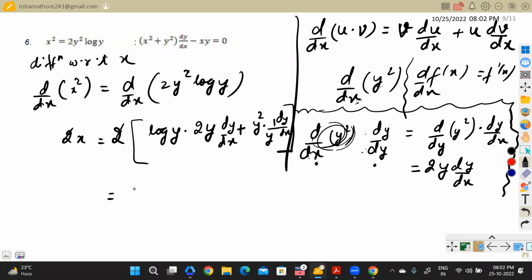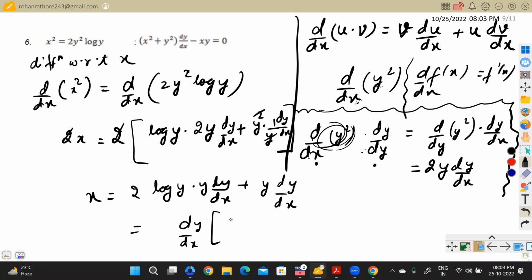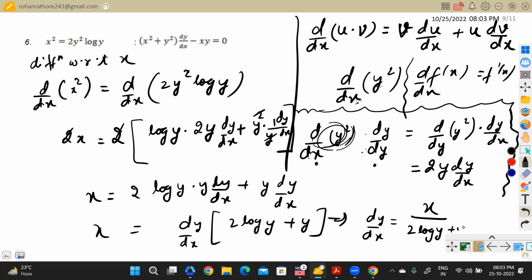And we get 2 log y into y dy over dx, plus this y and this y cancel out, and we get y dy over dx. Now we can take dy by dx as common. So taking dy over dx common, we get 2 log y plus y equals x. This gives us dy over dx as x over 2 log y plus y.